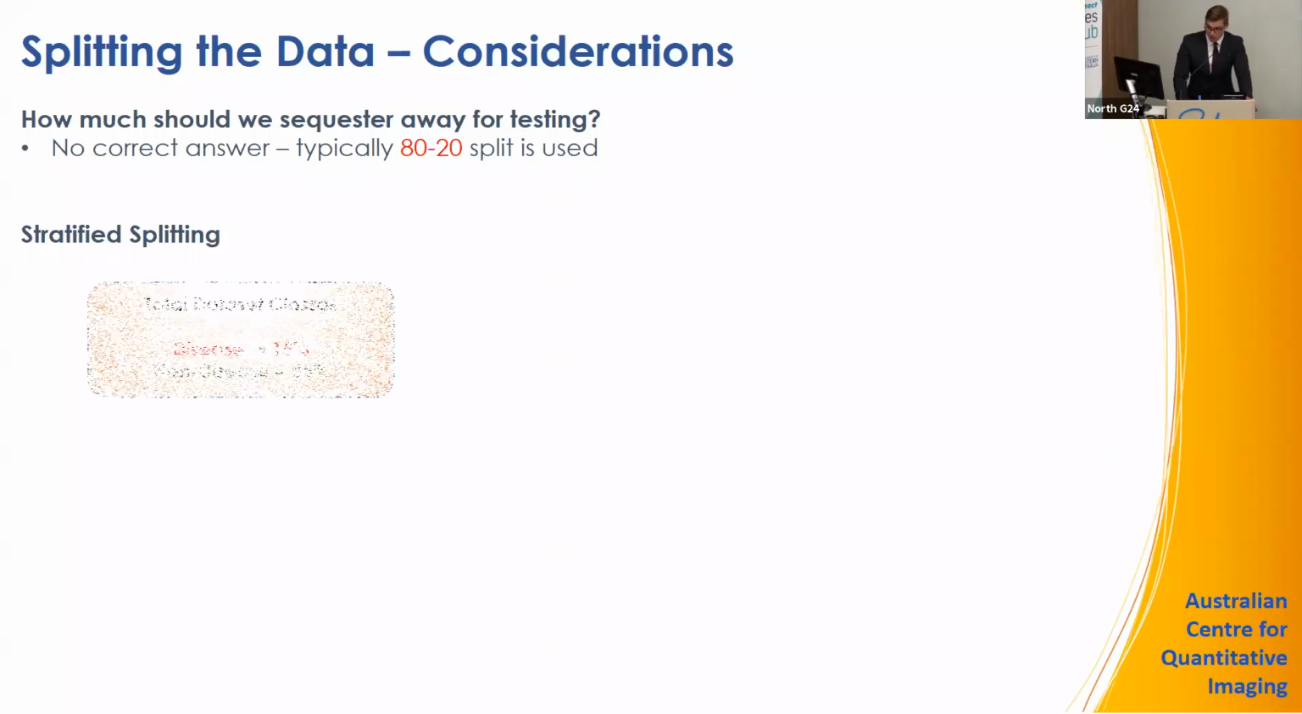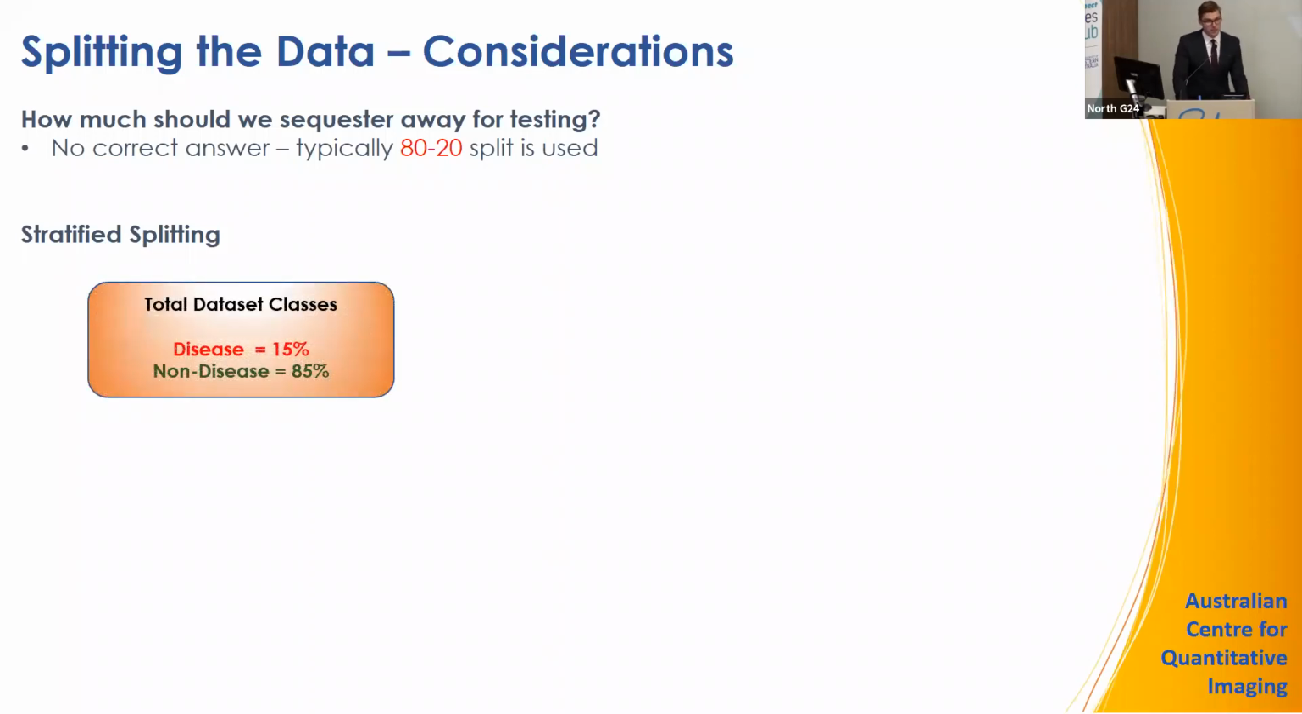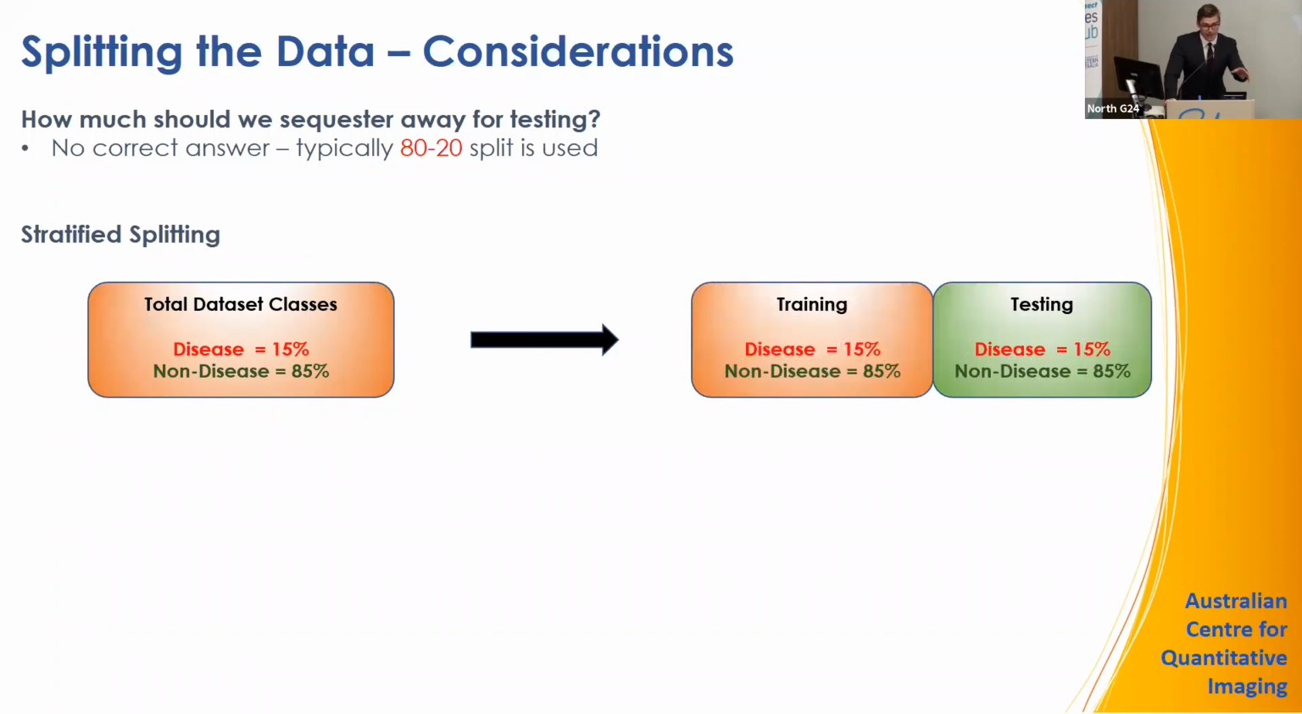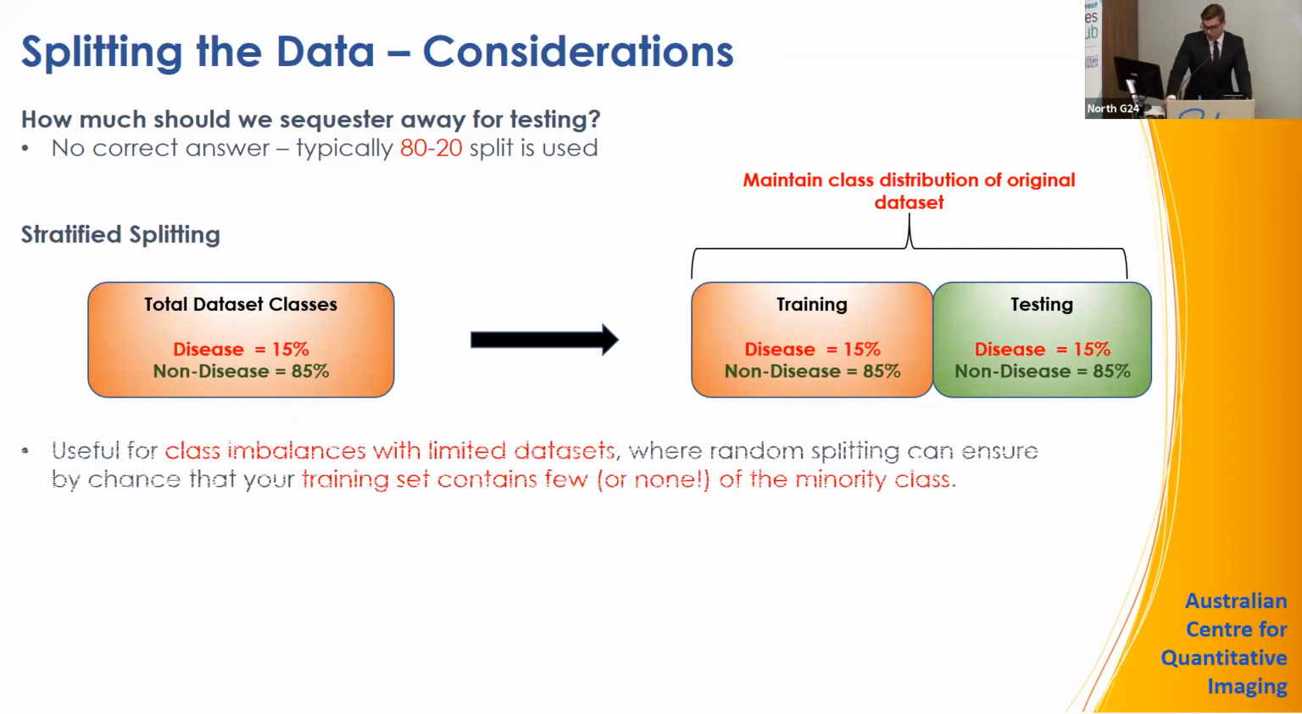You can perform what's called stratified splitting. So let's assume we have a total data set with the class distribution that you see on the screen there. Okay, so 15% of our examples are diseased, 85% are non-diseased. Stratified splitting is when, while performing the splitting of our data set, we maintain the class distribution of our original data set. Now, this is important if you have a data set with a large class imbalance, which this one is, and also a limited data set, because if you simply randomly split your data set, you might end up with a training set that has limited or even none of the diseased examples. And clearly, that's something that you want to have in the training set.